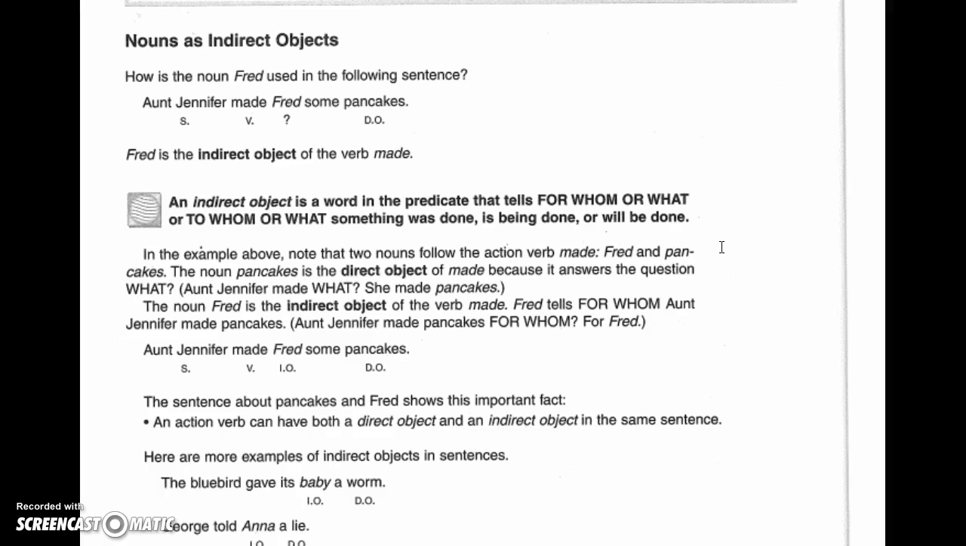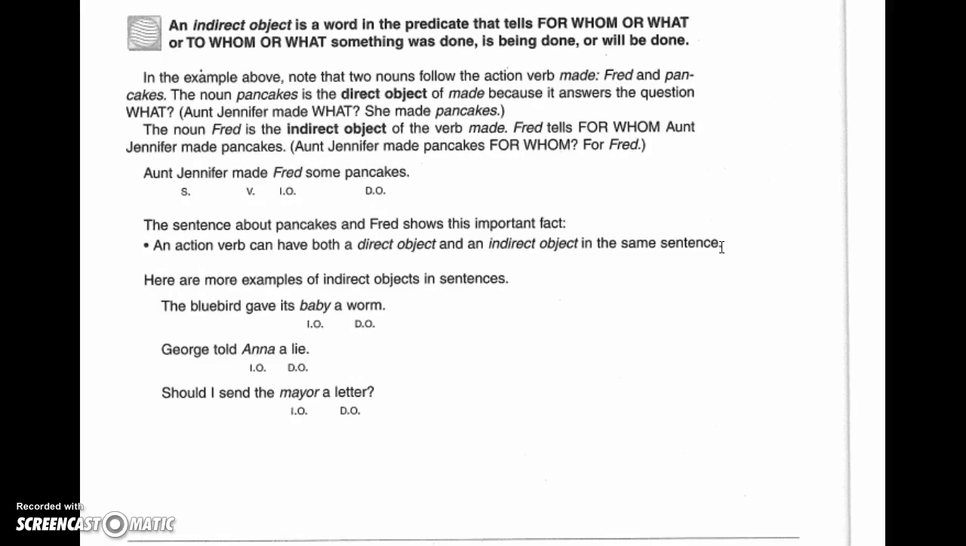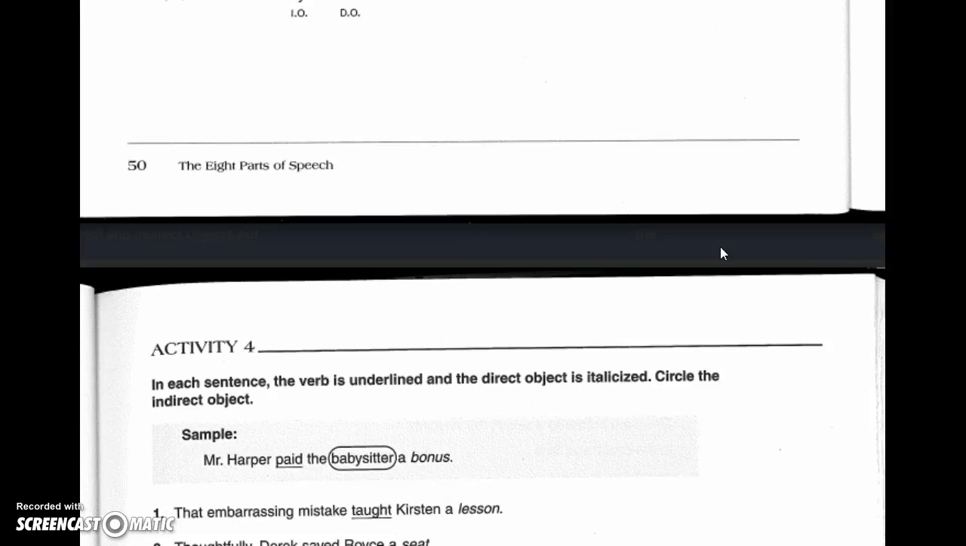So let's take a look. It says Aunt Jennifer made Fred some pancakes. So we know that she made pancakes, and that's your direct object, but for whom did she make them? And the answer is Fred. Fred now becomes our indirect object, and we mark that by using IO as opposed to DO. There are some sample sentences here that are correctly marked IO and DO, so pause your screen to just make sure you're reading them over correctly and that you're understanding the question is for whom or for what, or to whom or to what.